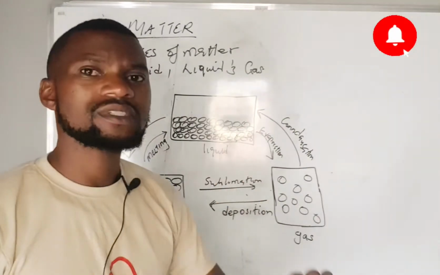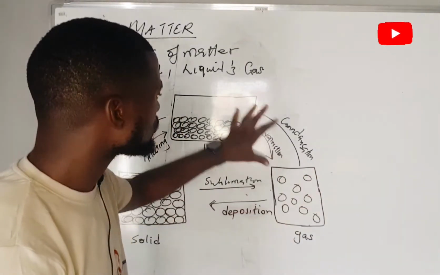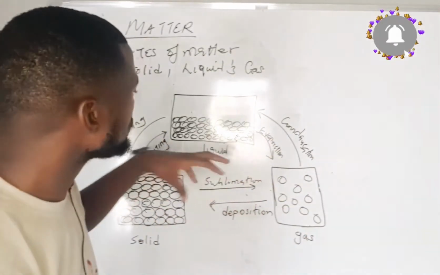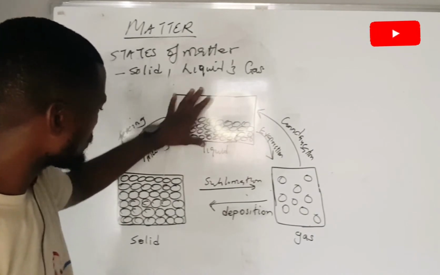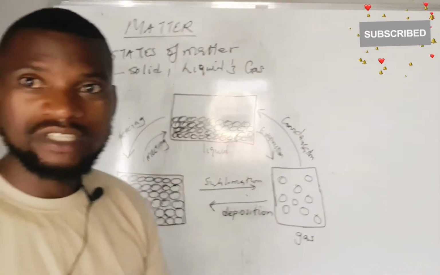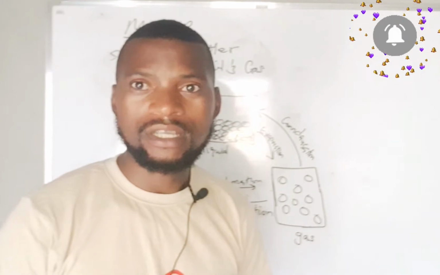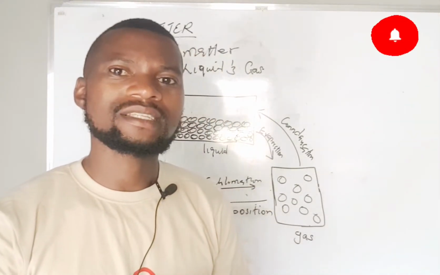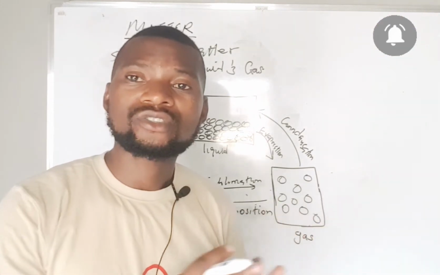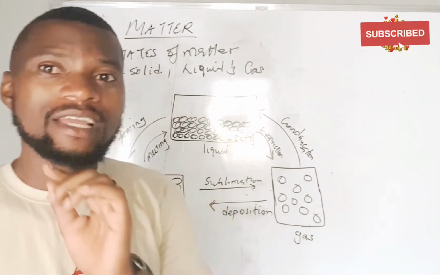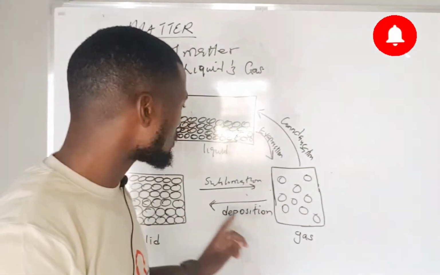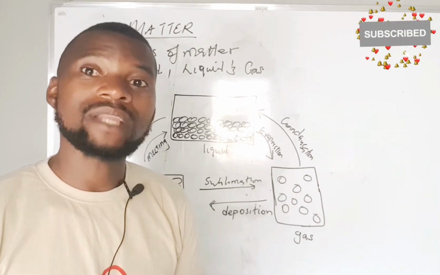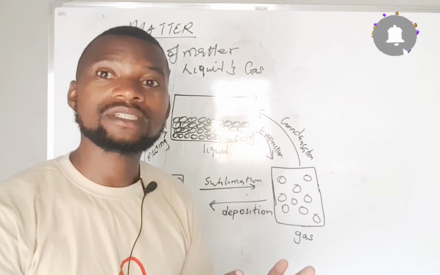So that change of state from gas to liquid is what is called condensation. Then the change of state from liquid to solid is called freezing or solidification. Now, there are certain substances that are able to change state directly from solid to gas, and this change of state is called sublimation. So there are certain substances, in short, that sublime, changing the state from solid to gas.